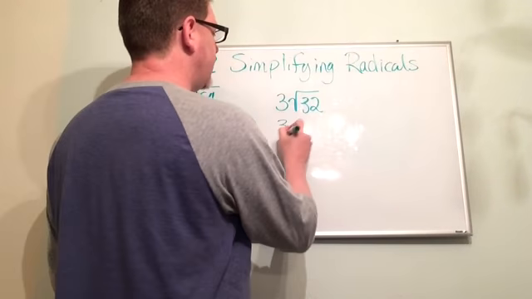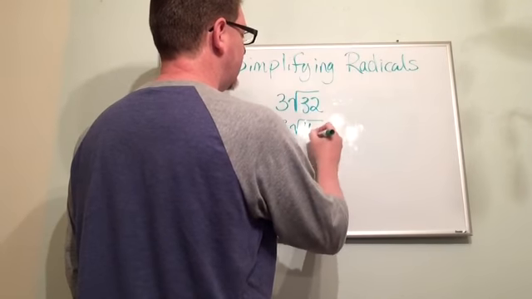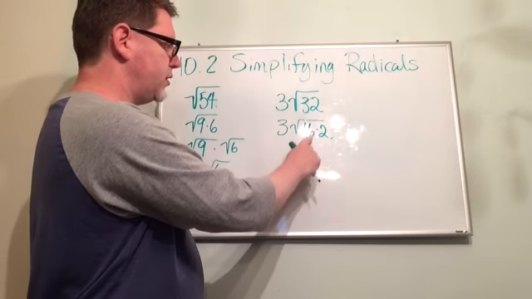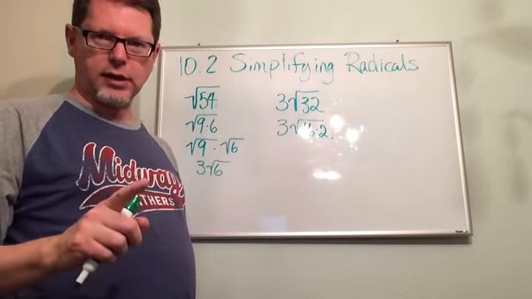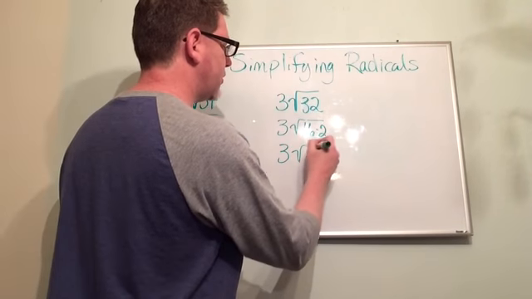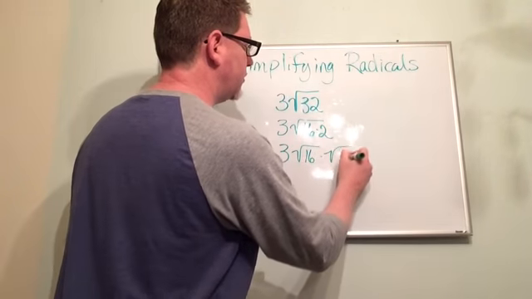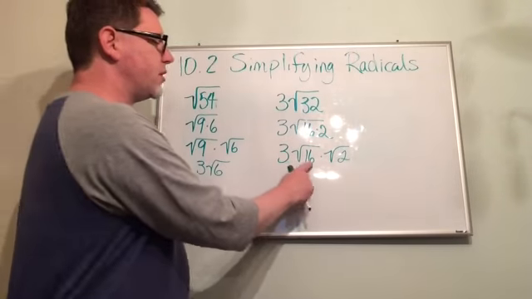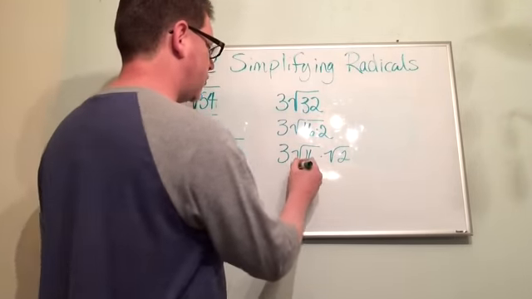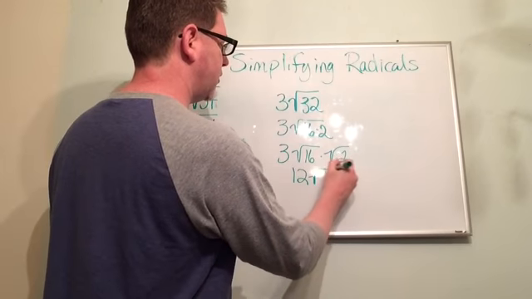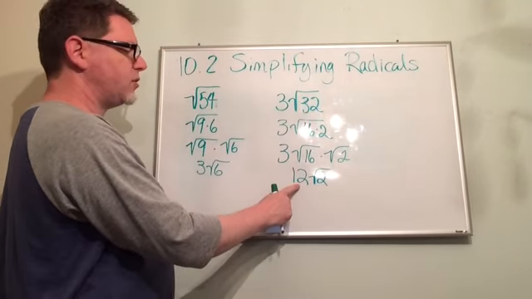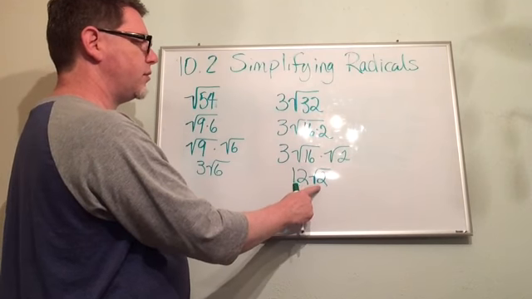So we have 3 times the square root of 16 times 2, because 32 is 16 times 2. Okay? So if I've got 3 times the square root of 16 times 2, that can also be 3 times the square root of 16 times the square root of 2. Well, we know that the square root of 16 is 4, so 3 times 4 is 12 times the square root of 2. So 3 times the square root of 32 is simplified to 12 times the square root of 2.